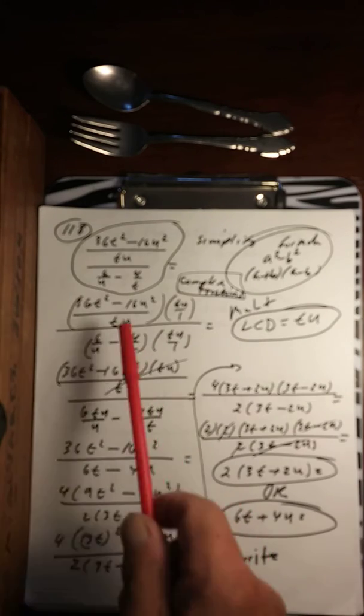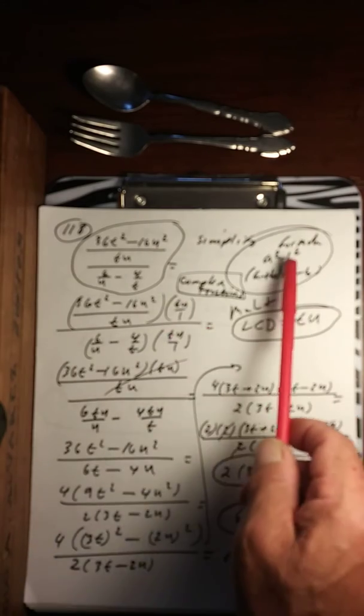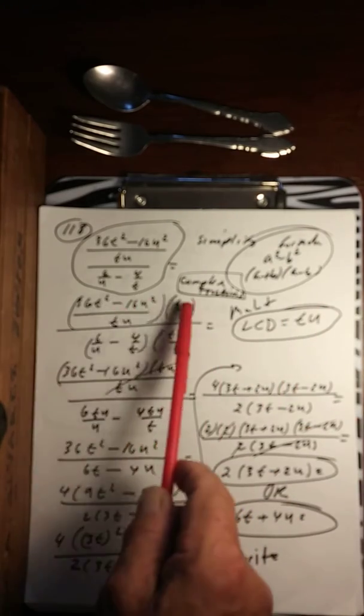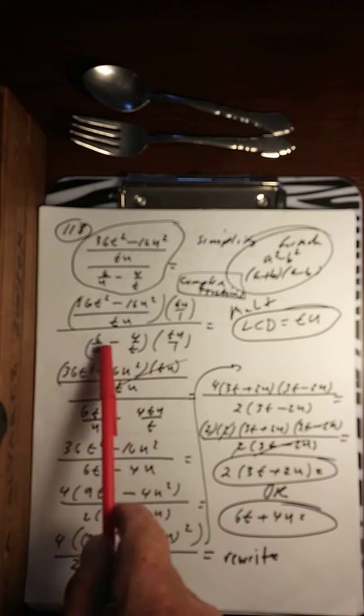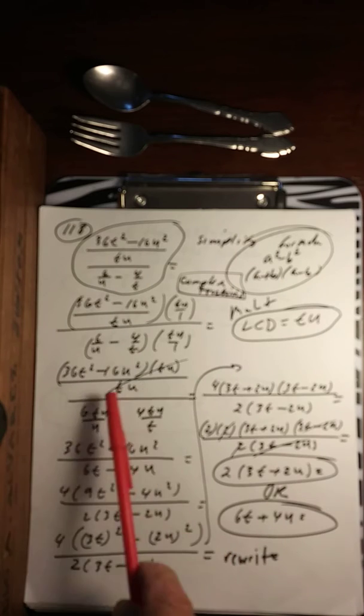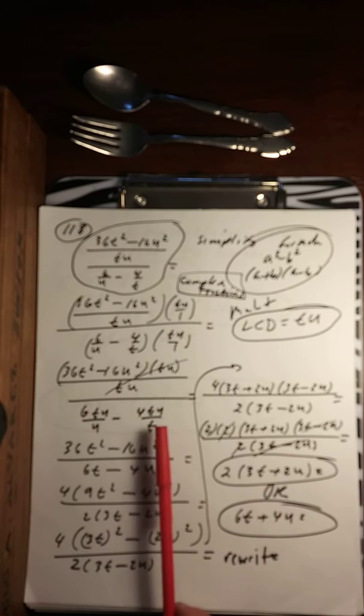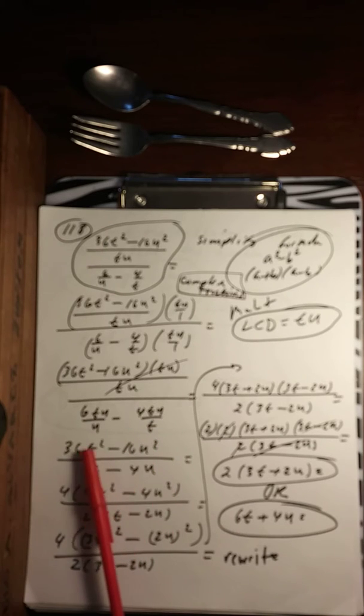One more fraction. Multiplied by what? tu. That's the LCD. So tu times this one, and tu times this one. This one I left like this because I know what's going to happen. This is going to cancel completely. And this times this is 6tu over u, 4tu over this. So now you have 36t squared minus 16u squared over this.